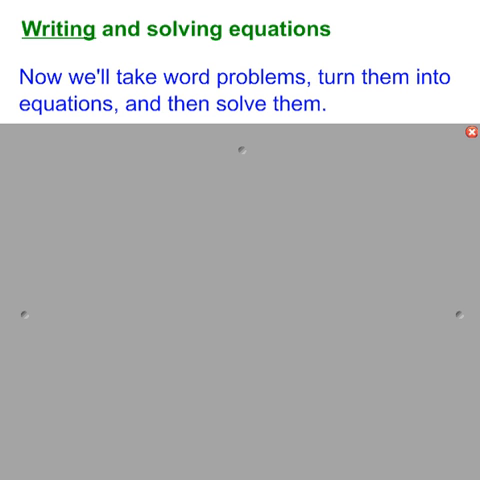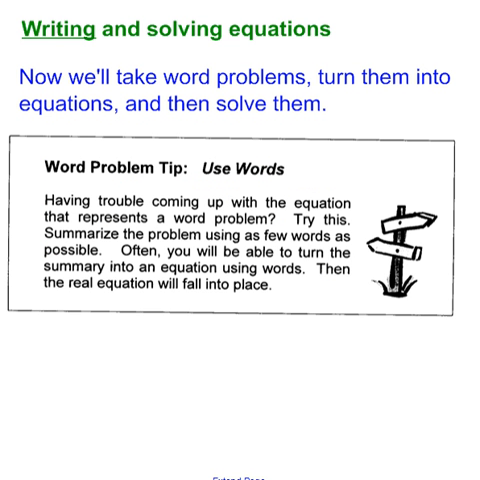So in your book, there are several word problem tips. And one of them is called use words, and that's the one we're going to do here. Sometimes people have an easier time approaching a word problem by just trying to say in a sentence what's going on in the word problem. And then you can take that sentence and make it into an equation.